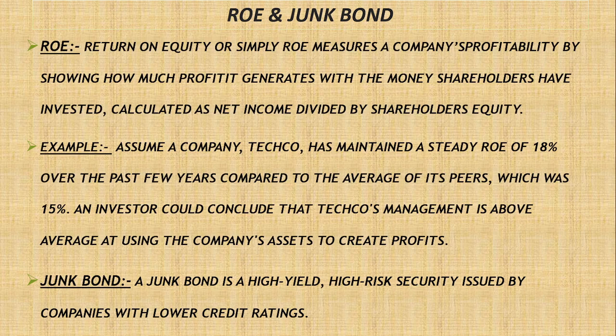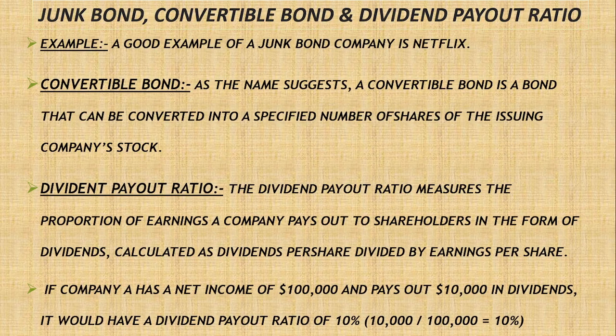Example: assume a company, Techco, has maintained a steady ROE of 18% over the past few years compared to the average of its peers which was 15%. An investor could conclude that Techco's management is above average at using the company's assets to create profits, and this instills confidence in the investors. Junk bond. A junk bond is a high-yield, high-risk security issued by companies with lower credit ratings. Example of a junk bond. A good example of a junk bond company is Netflix.